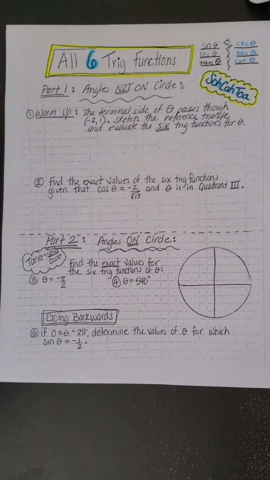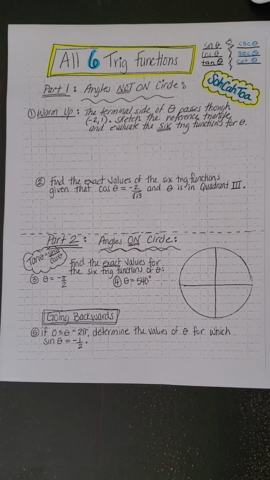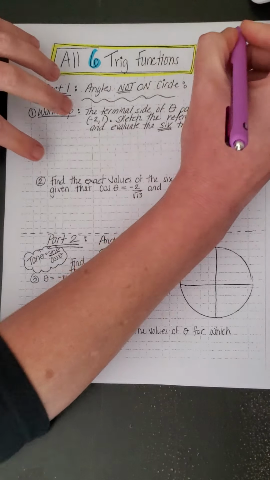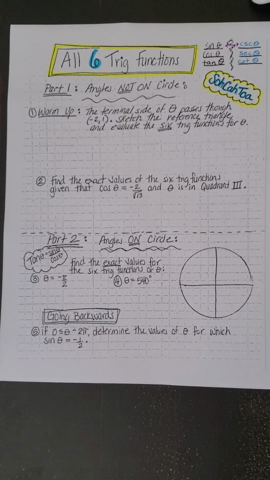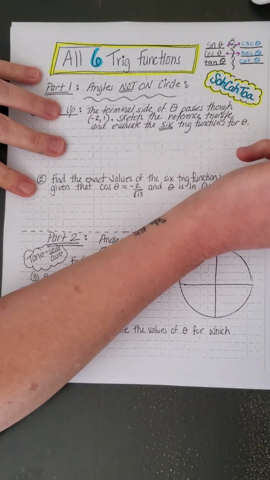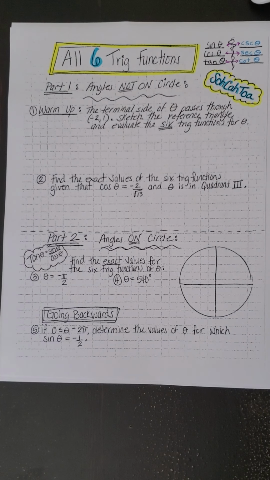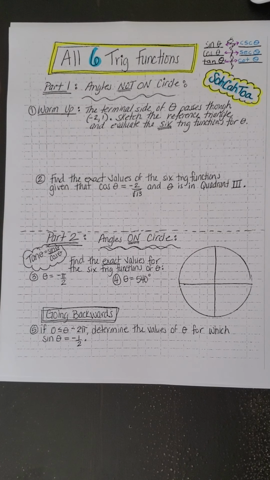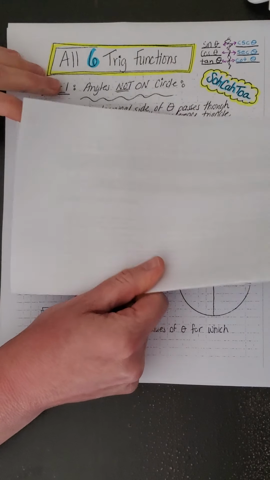Now what you noticed is I wrote them in a specific order. It wasn't a fluke that I wrote them in that order. I wrote them in that order because sine and cosecant are related to one another. Cosine and secant are related to each other. And tangent and cotangent are related to one another. And so I'm going to show you what that relationship is. How do you know what the relationship is?